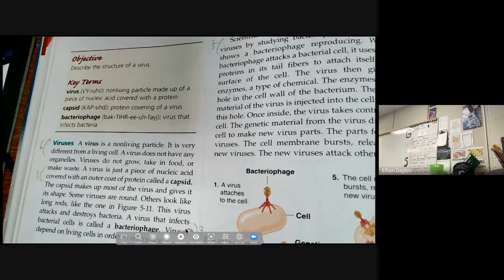Okay, let's see. Next one is capsid, CAPSID. That is a protein covering of a virus, and that's what's going to give a virus its shape and how they can be classified, identified. Like coronavirus. Coronavirus, identified by shape.